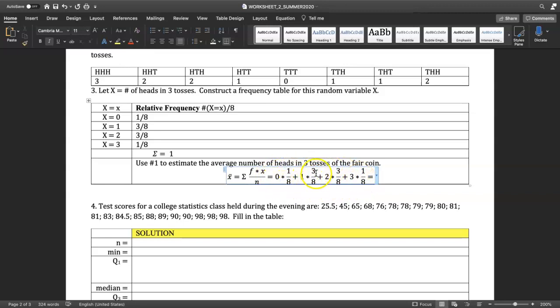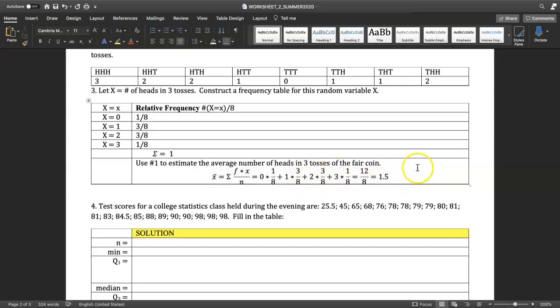If you do the algebra and add these fractions up, you get 12 over 8, right? Okay, and we can simplify that. And I'm just going to use decimals here, 1.5. Okay, so there's our sample mean for this frequency table, and it's analogous to what we did in number 1 in calculating the mean of the frequency table there.